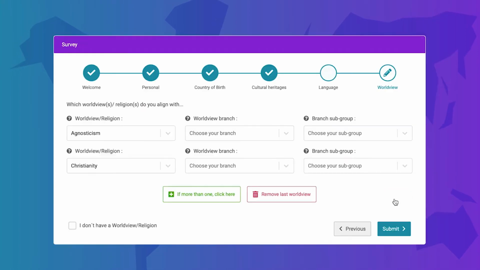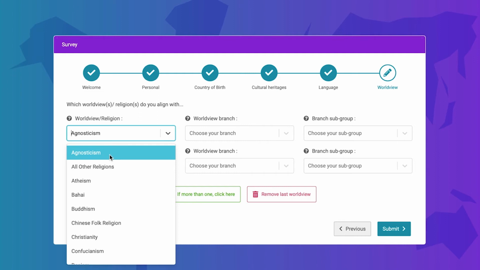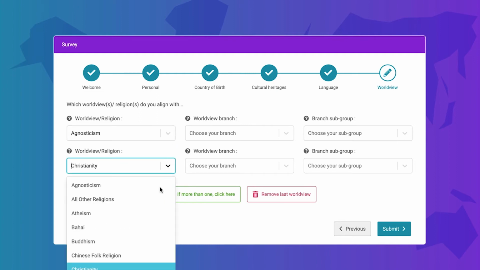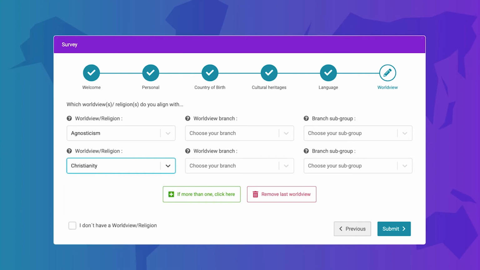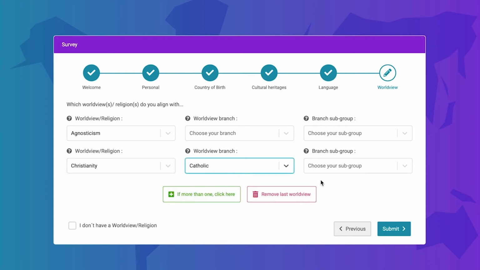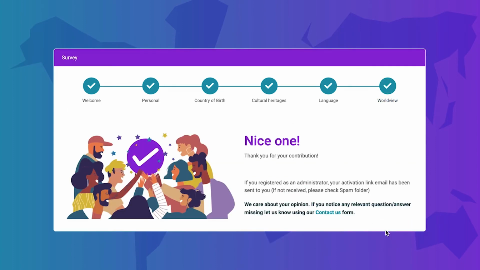And then moving on to the last cultural diversity pillar, which is a person's worldview. So this particular person is agnostic, but they've also had a strong Catholic influence. So they will select as a second worldview religion the fact that they are a Catholic as well. They might go to church at Easter or Christmas time. And this way, again, we can be fully inclusive of any worldview or religion that exists in the world.